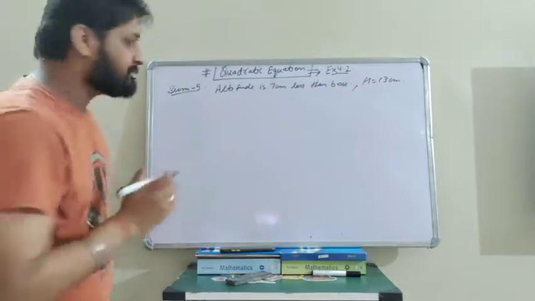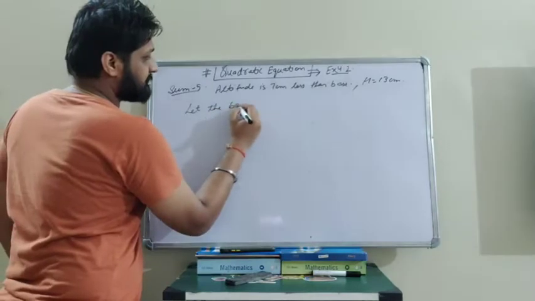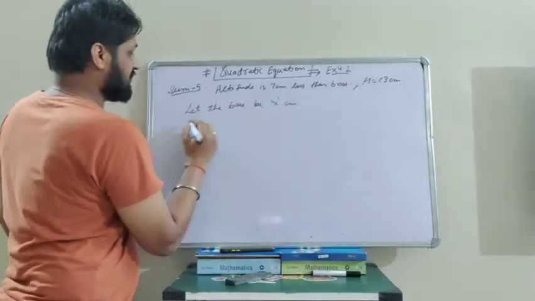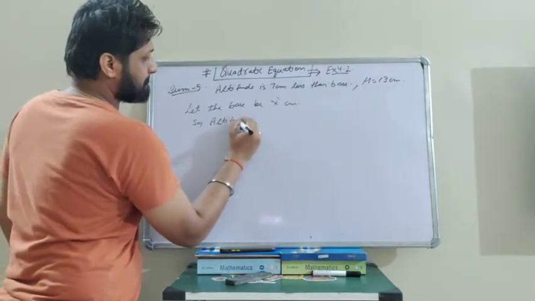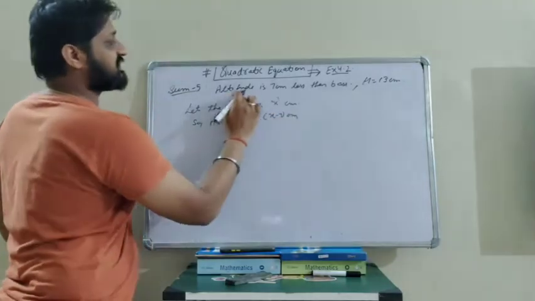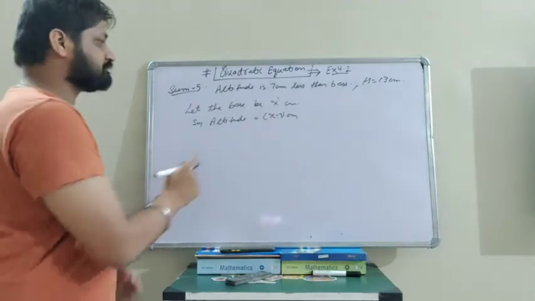Now altitude is 7 centimeter less than the base. So let the base be x centimeter. So altitude will be x minus 7 centimeter, because it is given that altitude is 7 centimeter less than the base.